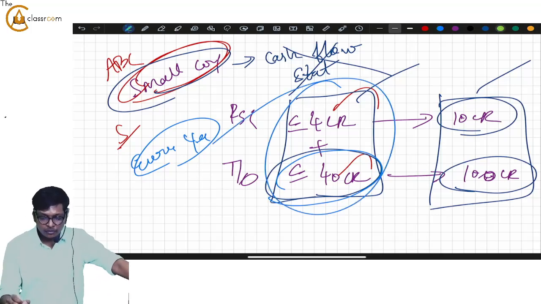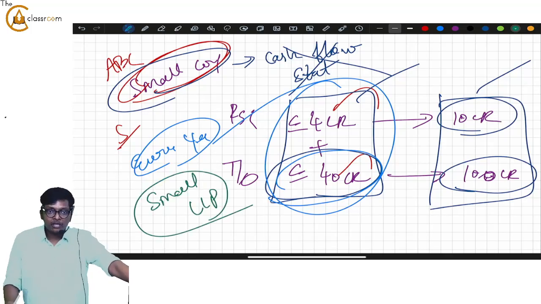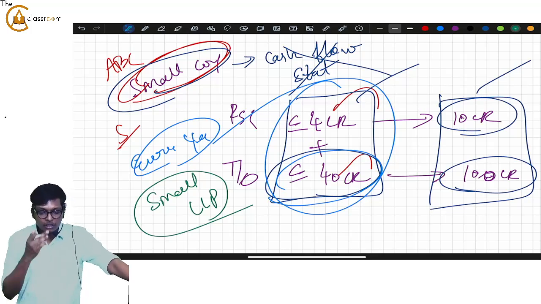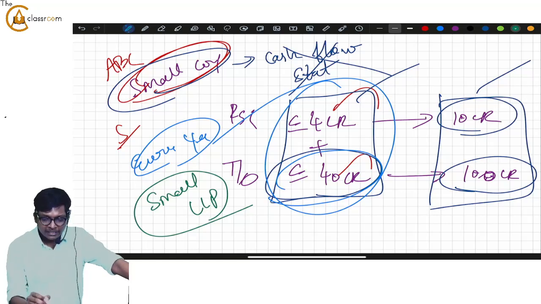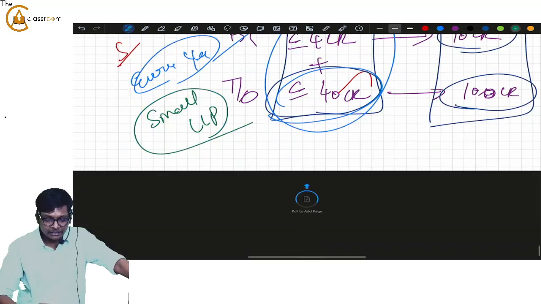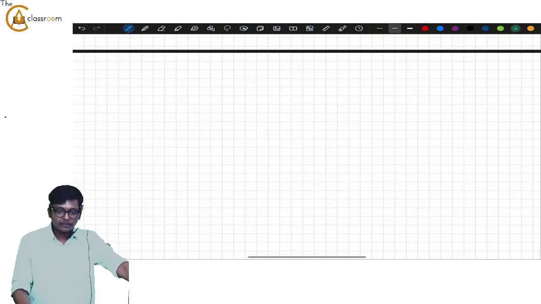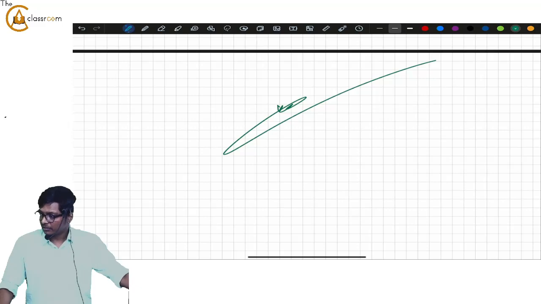Also be careful, which recently came, but still keep small LLP in mind. There's a limit for small LLP and LLP, and now you have small company. Are you following, guys? All of you with me? Understood? Okay. So we are done till question number 18. Remember, we will resume the next questions in the next part. With this, we will close this session of Companies Act.